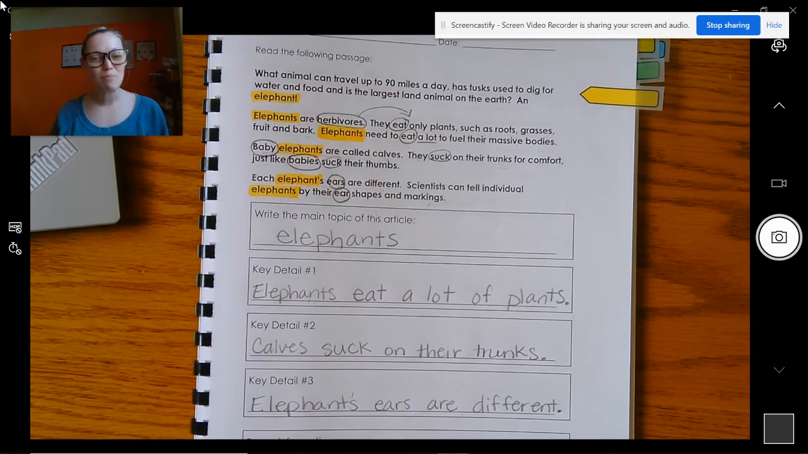So good work today. And in your own reading in nonfiction text and in your writing, be thinking about what's the main topic and the most important key details.